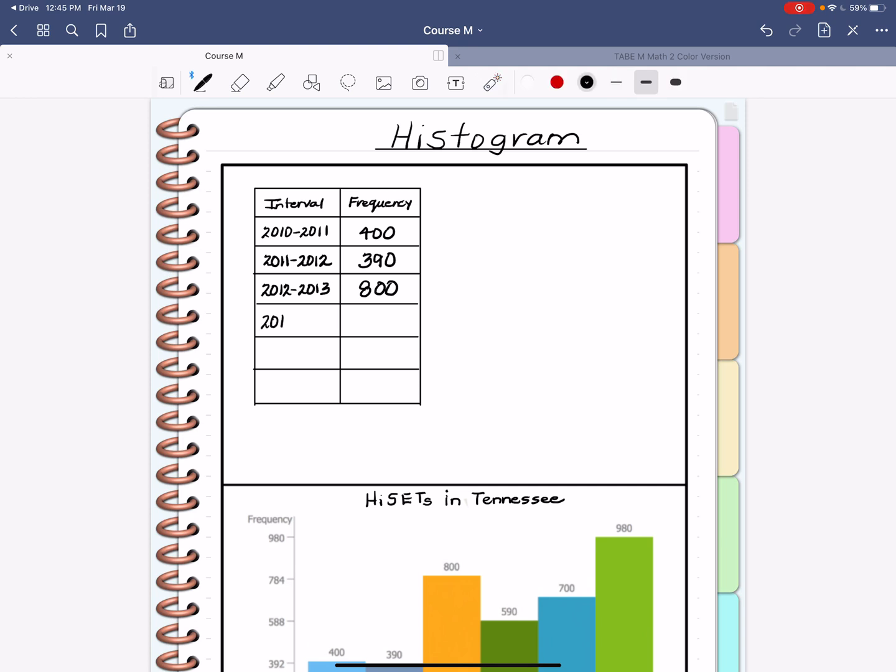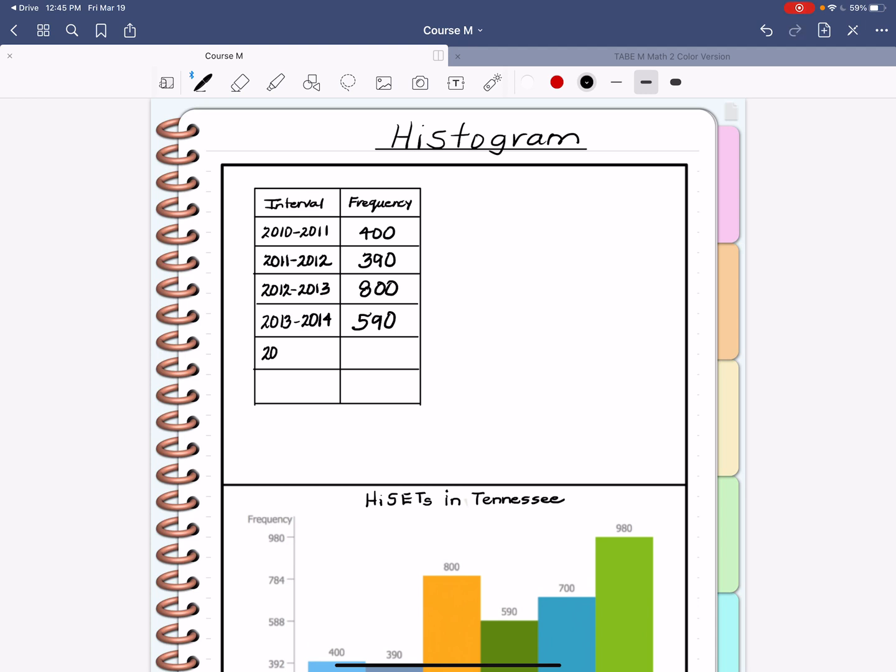Okay, so 2013 to 2014, I would want to know what happened here too, because there was a sharp decline from that interval to the next. Maybe this is when free vouchers came out. Maybe there was a lot of unemployment in Tennessee during that year, and people were working on their diplomas. But those are the kinds of questions that this graph would make me think about.